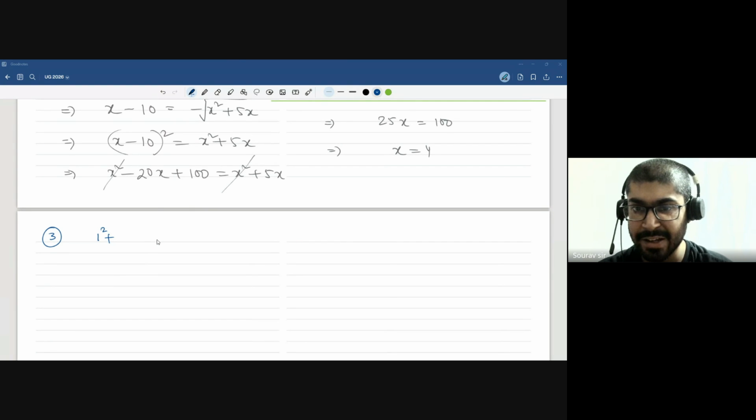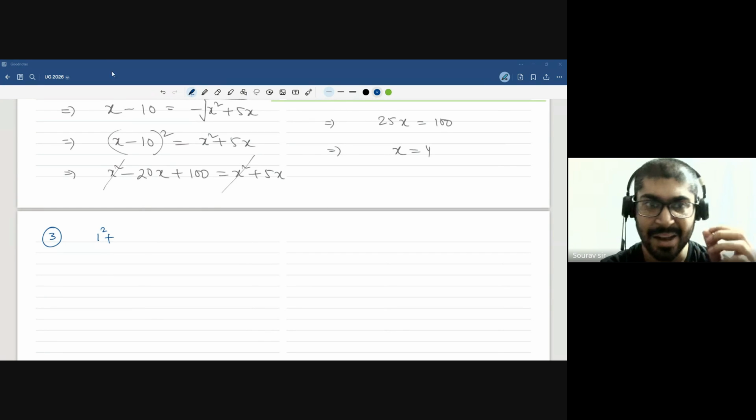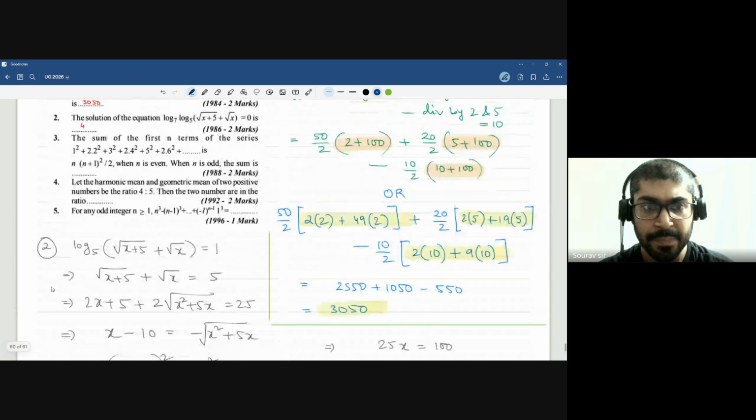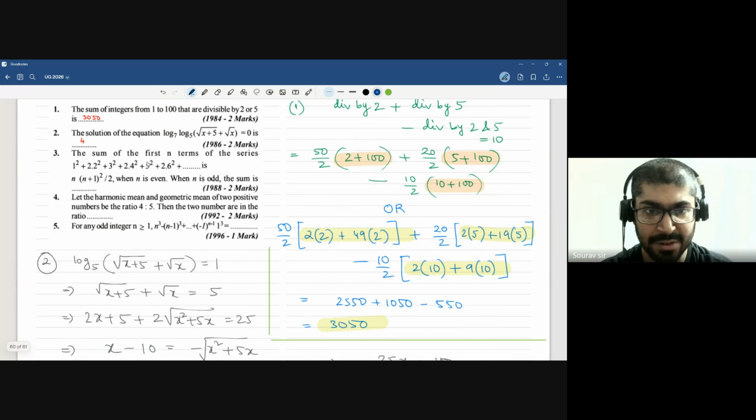So this is basically, you will get when n is odd, and then you, okay, does this say odd terms? Okay, the sum of even terms is given. You just have to figure out the sum of odd terms, right? So the sum of first n terms of the series is n into n plus 1 whole square by 2, where n is even.